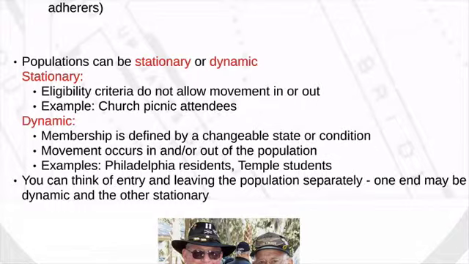We're going to introduce these concepts right now, and they're going to come back at the end of this lecture when we're talking about specific measures of disease. Basically, a stationary population is one that does not allow movement inside or out. Once people are part of the population, they are always going to be part of that population.